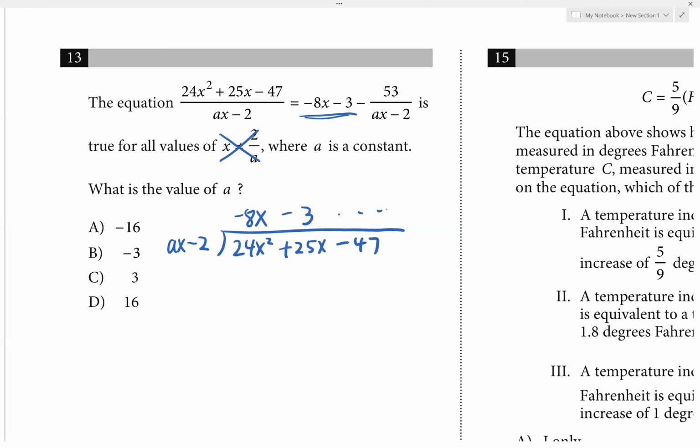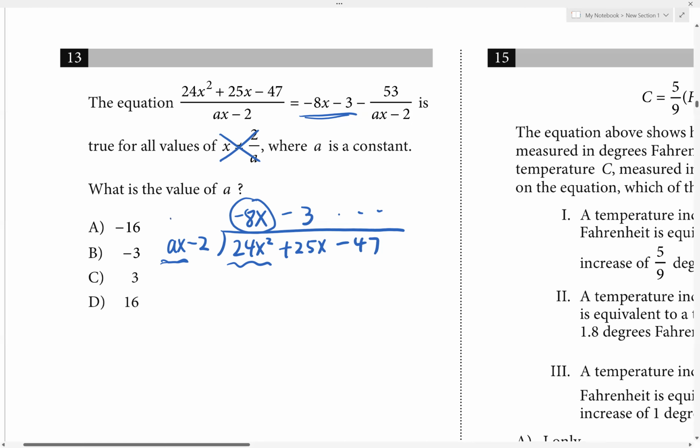We actually don't need to divide this all the way out, because we can just look at the leading term. We have 24x², and when we do long division, we just check the leading term. If we divide it by ax, what we got here is −ax. So 24x² divided by ax should give us −ax. If you think about the numbers here, 24 divided by what will give us −8? Well, it had to be −3. Any other number won't give us −8 on the top.